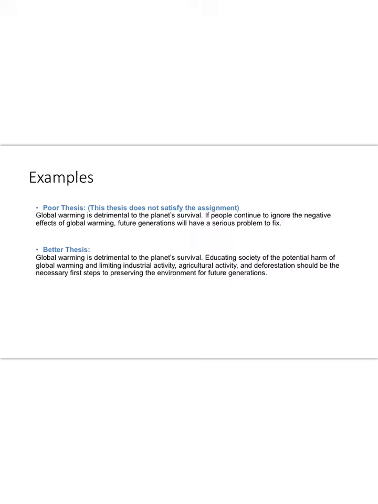So the better thesis statement says what exactly is expected to change because of this persuasive essay. Global warming is detrimental to the planet's survival. Educating society of the potential harm of global warming and limiting industrial activity, agricultural activity, and deforestation should be the necessary first steps to preserving the environment for future generations. So you see that there is quite a difference there. There's some advocation, there's some support for some change.